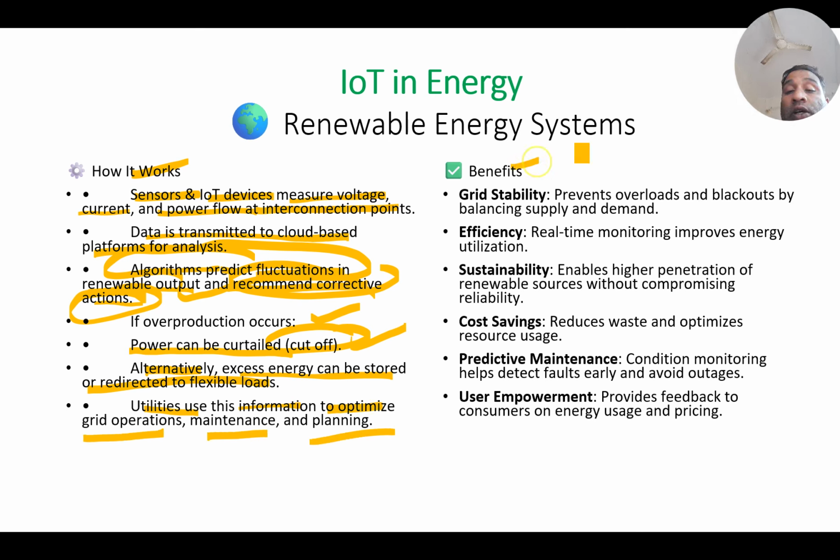Right, let us see what the benefits are. Grid stability: it prevents overload and blackouts by balancing supply and demand. Efficiency: real-time monitoring improves energy utilization. Sustainability: it enables high penetration of renewable sources. As I said, we are giving the supply from wind energy, we are giving the supply from solar energy, right? So high penetration of renewable sources without compromising the reliability. Right, now you can trust in it.